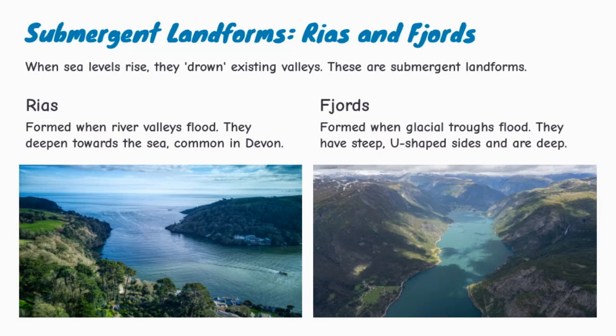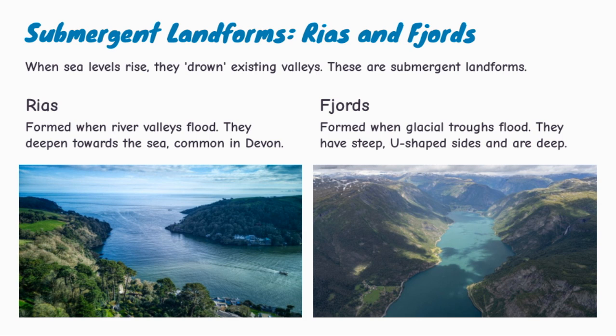Now let's look at the opposite situation, submergent landforms. Submergent landforms form when sea level rises relative to the land. This may happen because global sea levels rise, or because the land sinks. When sea level rises, it can flood existing valleys. Two important submergent landforms are rias and fjords.